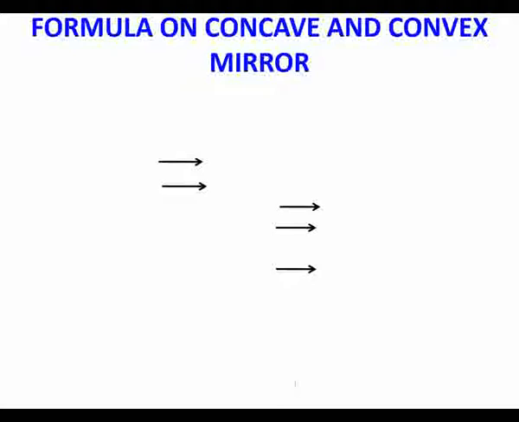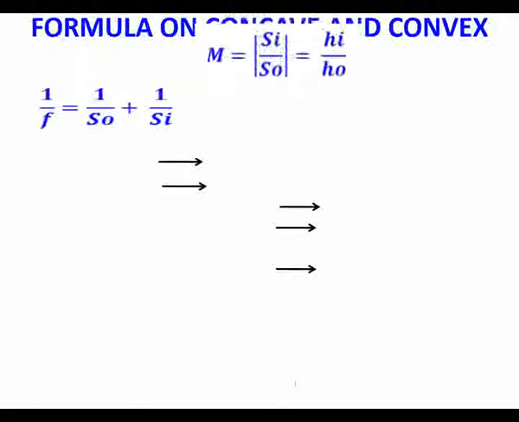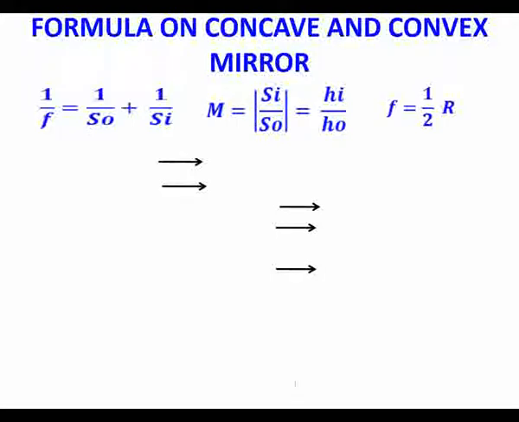After we learn about the image formation and image properties on convex mirror and concave mirror, now we will learn about the formula for the two mirrors. And here we see there are three formulas. The first formula is 1/F equals 1/SO plus 1/SI, where F is focal length, SO is distance of object to mirror, and SI is distance of image to the mirror.